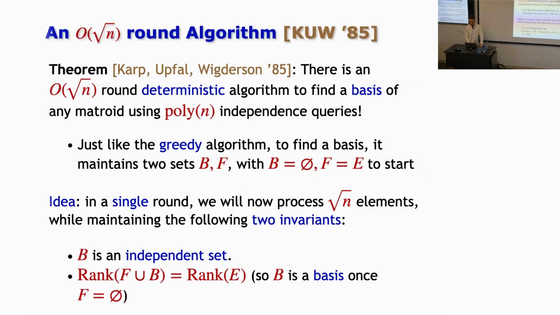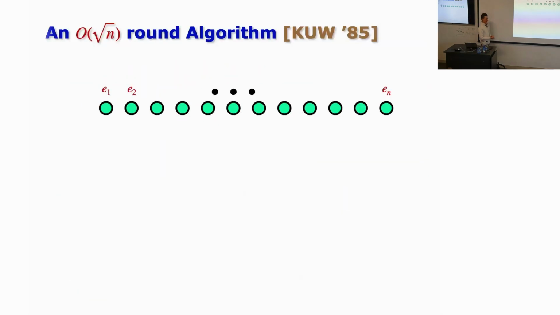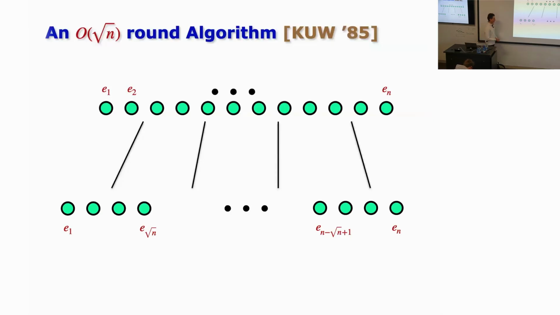Perfect. OK, so how does this algorithm look? Let's say that these are the n elements in the Matroid: E1, E2, all the way up to En. If your goal is to get a square root n round algorithm, a very natural first step is just to break everything up into square root n groups of size square root n. And that turns out to be the right intuition to have. So we're going to take our n elements and bucket them into buckets of size square root n. Here's the first bucket, and the second bucket will have the next square root n elements, all the way up to the last bucket, which has e sub n minus square root n plus 1 to the last element e sub n.